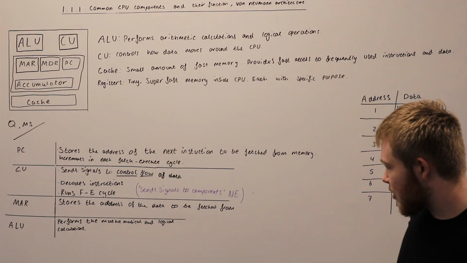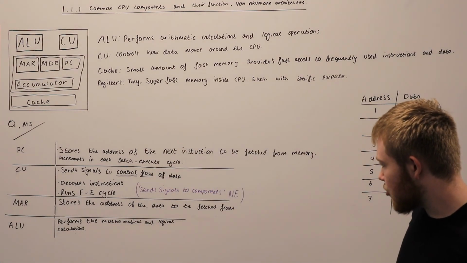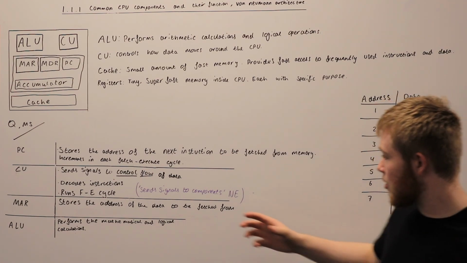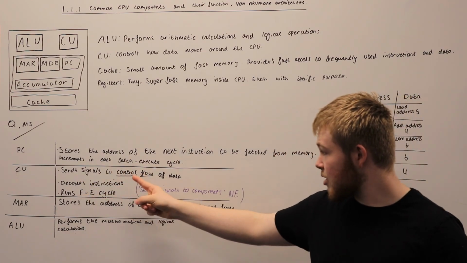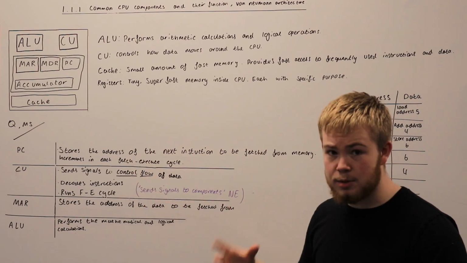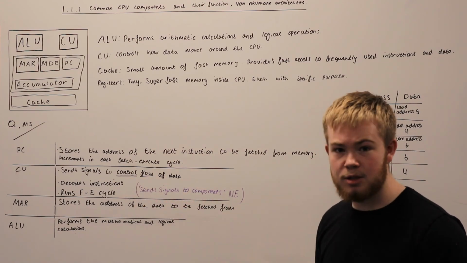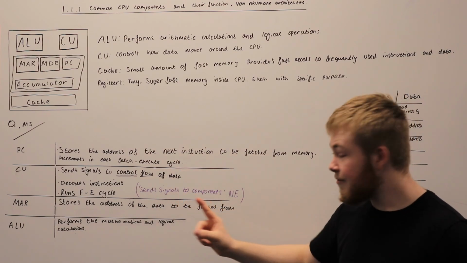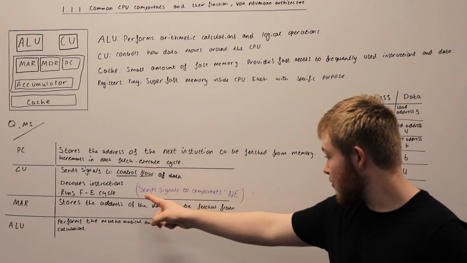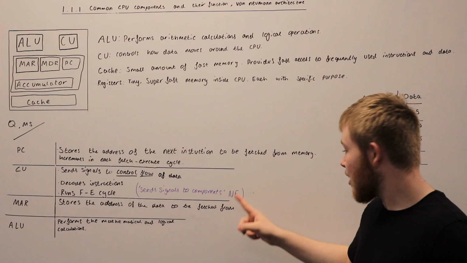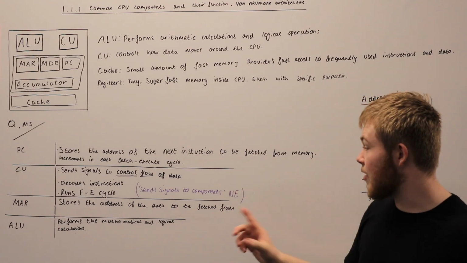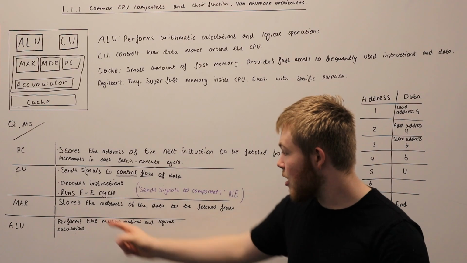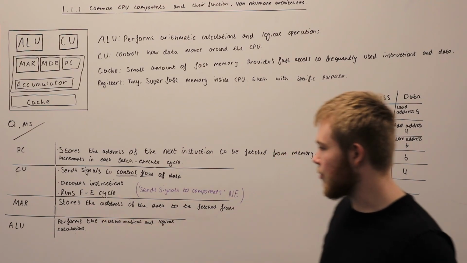The control unit sends signals to control the flow of data. Now, it's very specific in the mark scheme. There were 3 optional words. I said use control flow of data because that's the one that made more sense and is the simplest to understand. So it sends signals to control the flow of data. If you write, and this is from the mark scheme, send signals to components, that is not enough. You will not get the mark for this. You could also say, instead of that, that it decodes instructions and runs the fetch execute cycle.